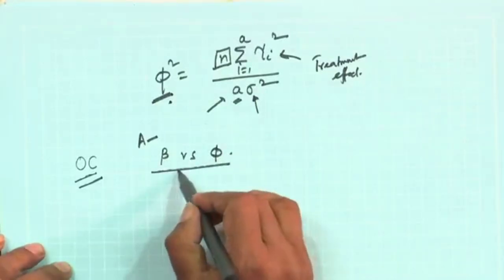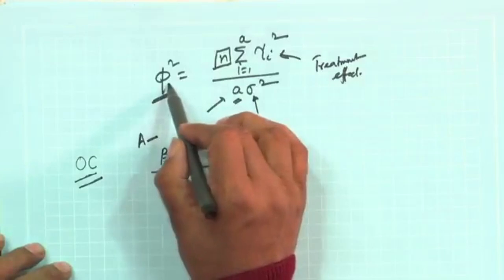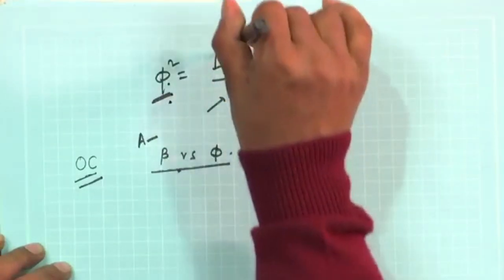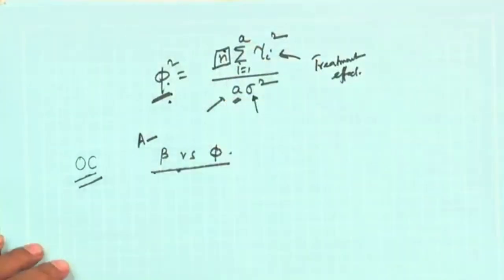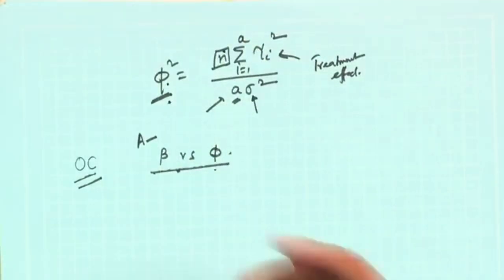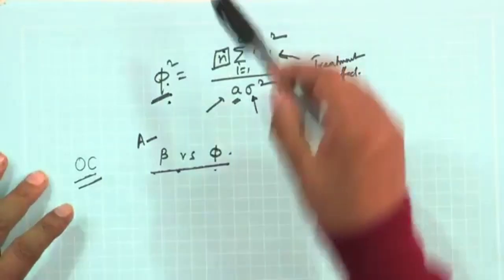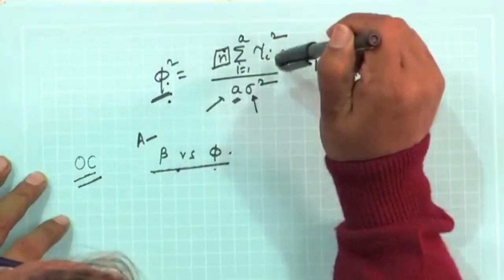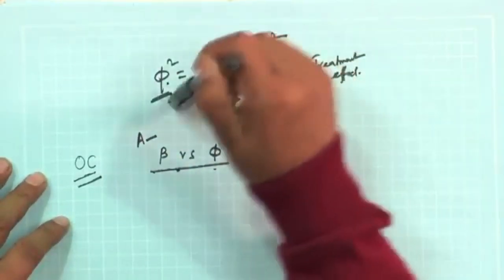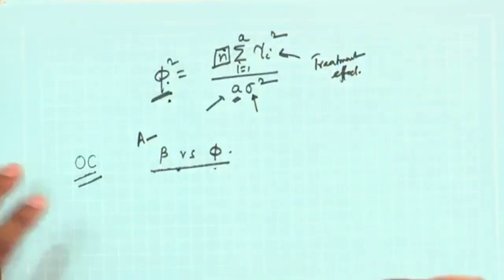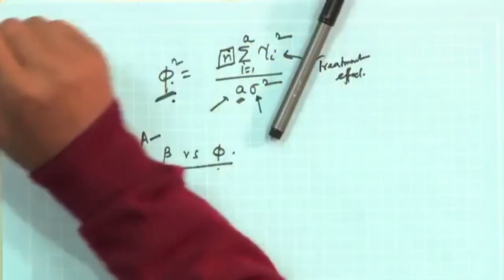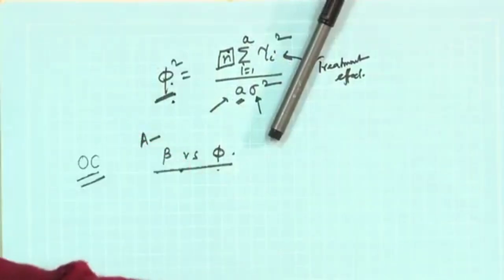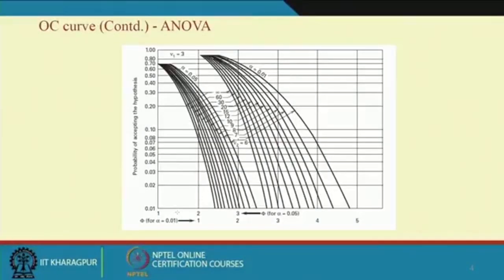So, beta versus phi, and here you see that phi is dependent on n. So, the beta versus phi curve will tell you, for a particular threshold beta, what will be the sample size and how it is to be computed. So, that is what we want to know here. One such operating characteristic curve is shown here.